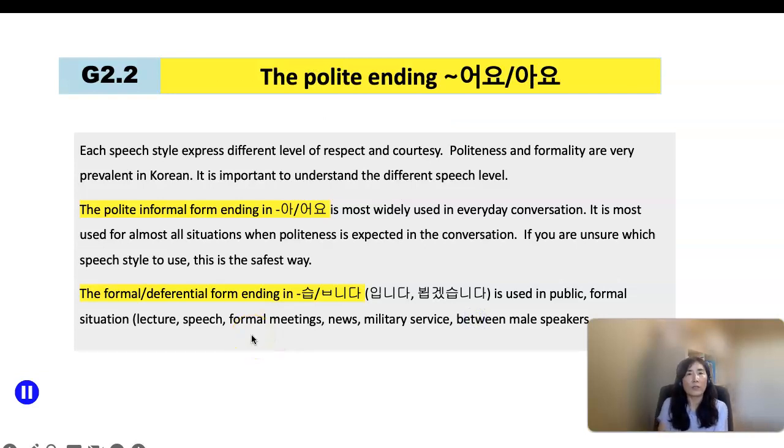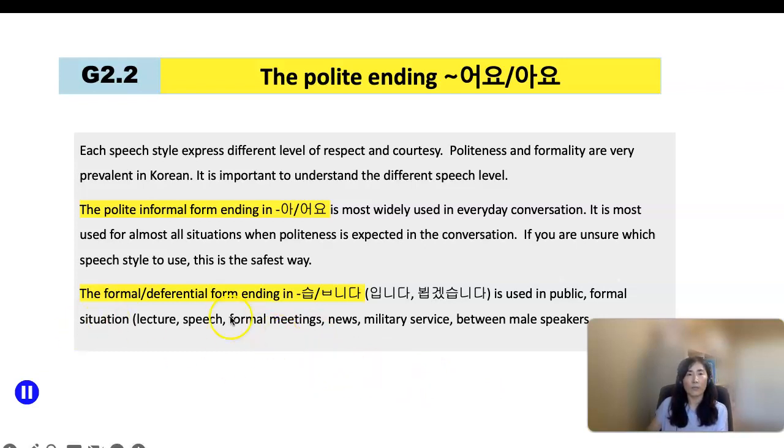Okay, now let's get into the polite ending. Each speech style expresses a different level of respect and courtesy. Politeness and formality are very prevalent in Korea, so it's important to understand the different speech levels. The polite informal ending in 어요, 아요 is most widely used in everyday conversation, in almost all situations when politeness is expected. If you are unsure which speech style to use, this is the safest way.